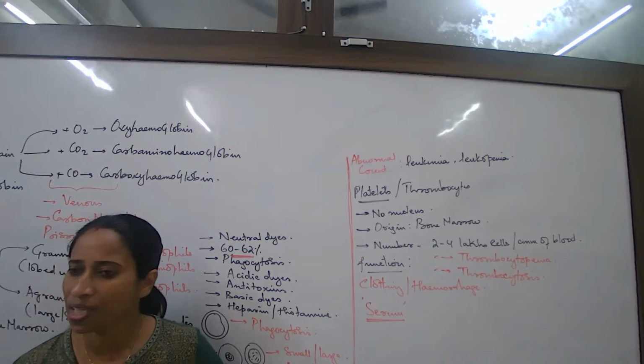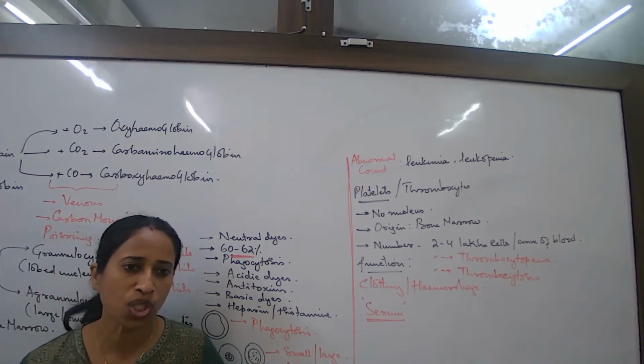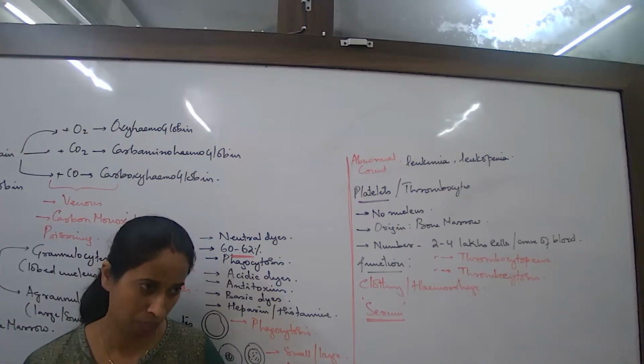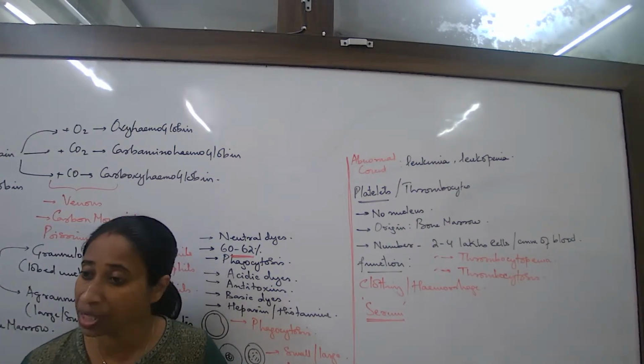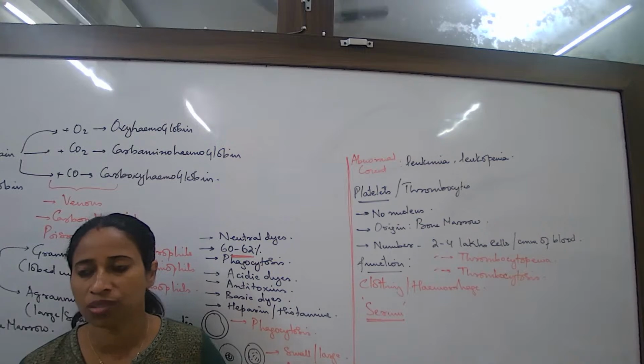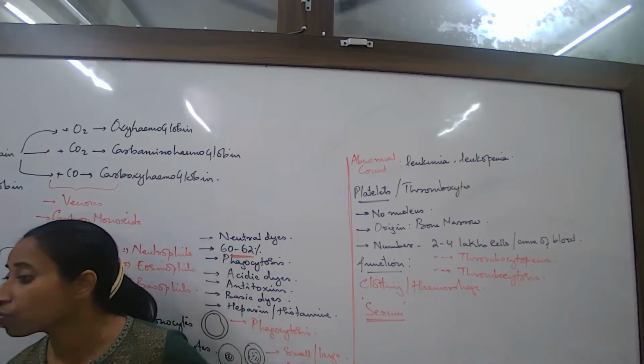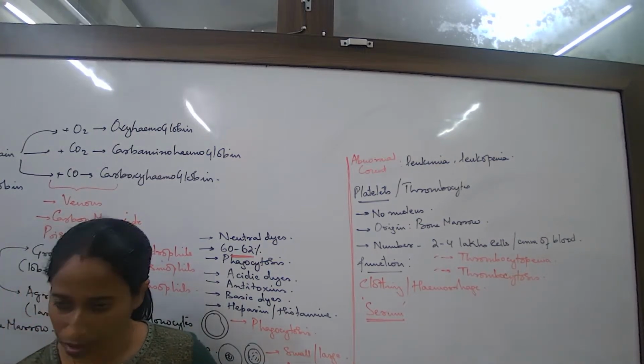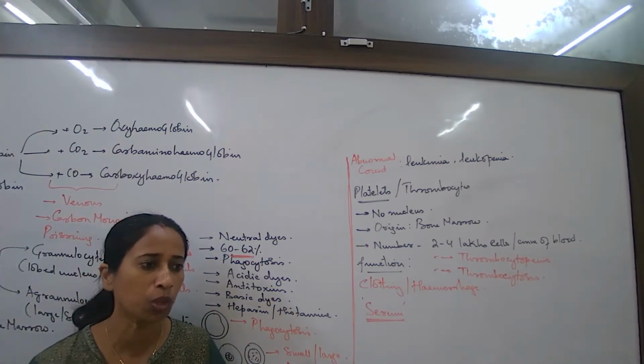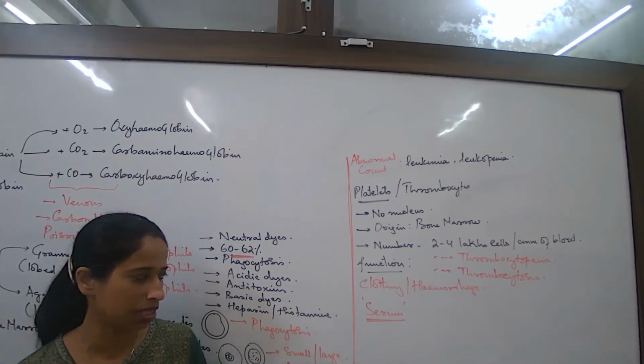So, what is the composition of that fluid? The composition of that fluid is actually plasma. Fibrinogen is already used up, because fibrinogen is a major protein used in the process of clotting. So the plasma fluid without fibrinogen is the serum.